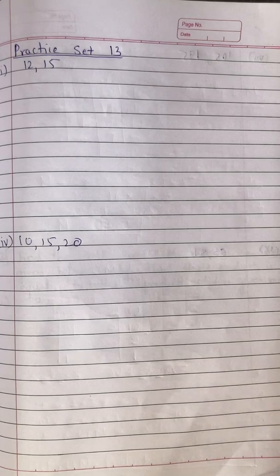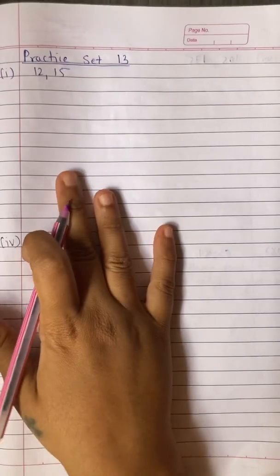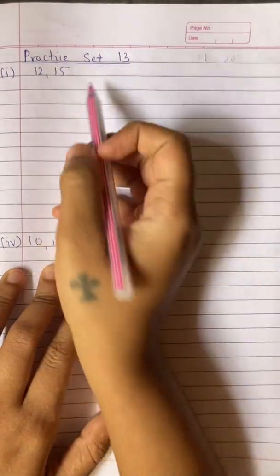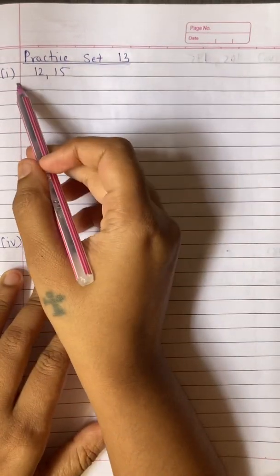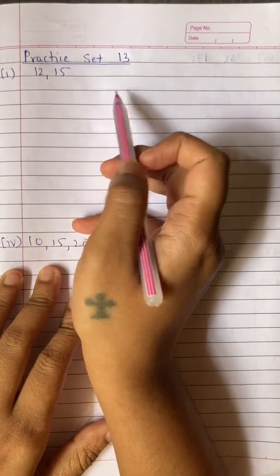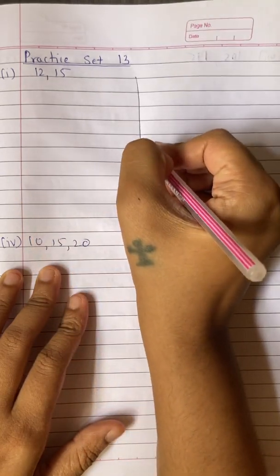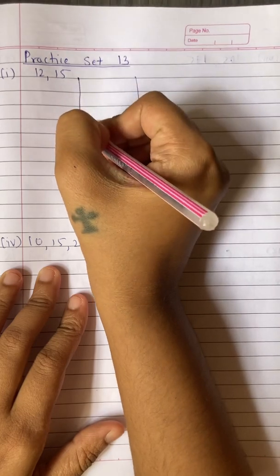So students, let us solve LCM questions from practice set 13. The first question, we have to find out the LCM of the given numbers. The first question is 12, 15. Again I'll make two different parts because there are two numbers.